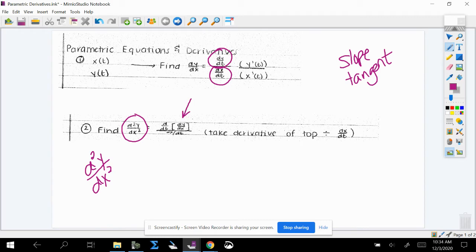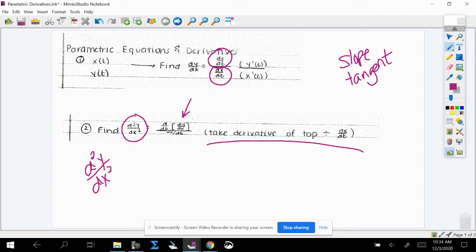But then you're not done. You then have to take that and divide by the x derivative in terms of t. So it's the derivative of dy/dx in terms of t divided by the x derivative. So I kind of put a little note here. You're taking the derivative of what you got before. So the derivative goes on top, and then you're dividing it by dx/dt.